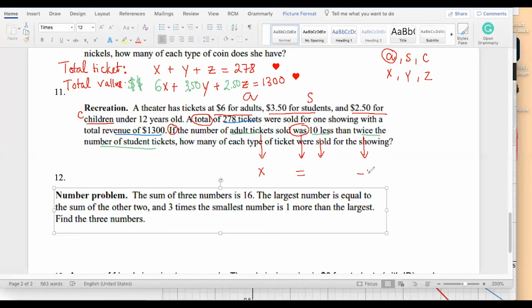Excellent. Whenever you subtract, the number that you subtract always goes to the back. So twice, we're gonna have 2, right? Twice what? Keep reading. Twice y, for the students. So student is y. So here we go, we have 3 equations.